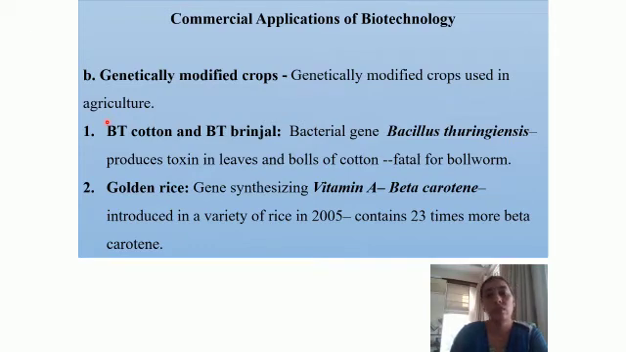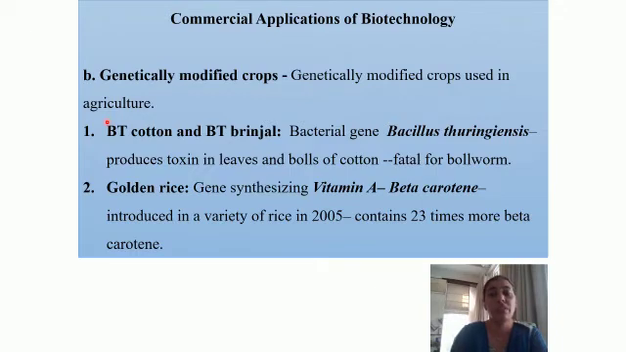Now, as a result of this, the plant has now started synthesizing the same toxin or the same chemical. And when the insect and pest eat the leaves or they try to eat the cotton balls, this toxin will enter into their body and it will kill the insect and the pest. So using biotechnology, we have been able to create genetically modified crops like BT cotton and BT brinjal, and these are now called as transgenic crops.